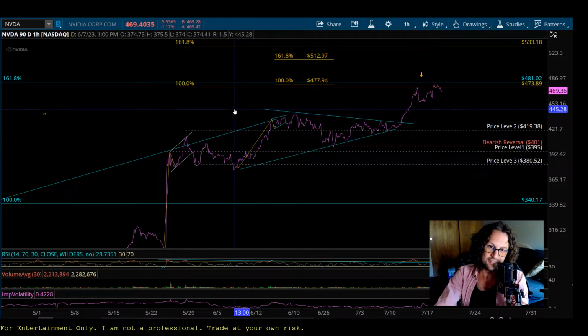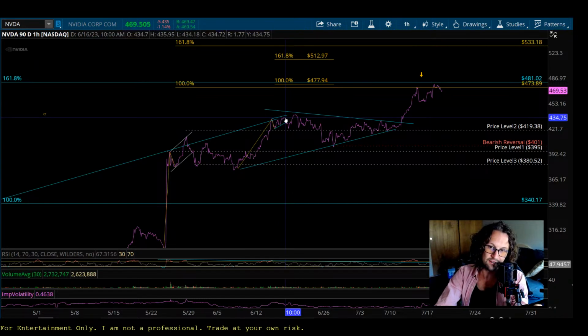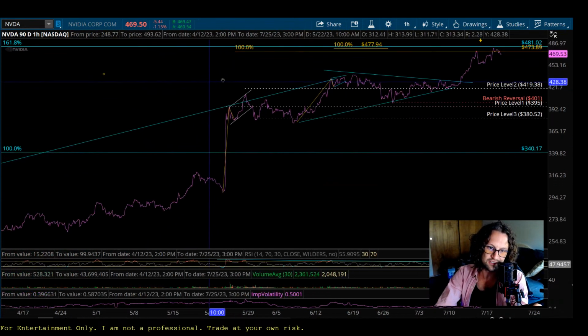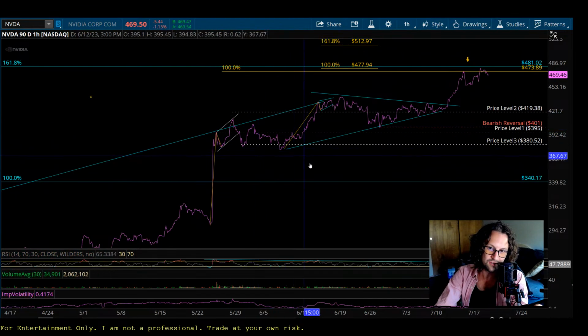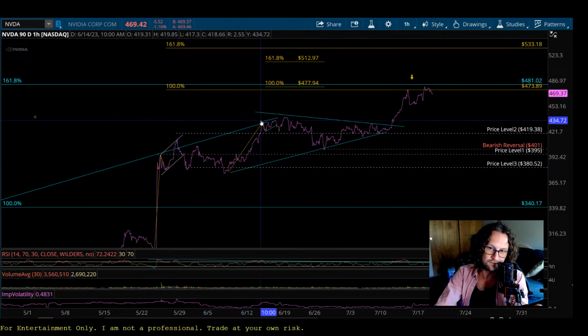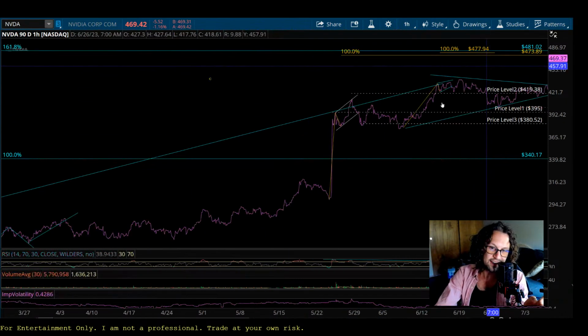So crazy. And this is the initial impulse of... It's actually... This is interesting. I wonder if this is like 3, 4, and 5. I don't really have an Elliott wave count through here.